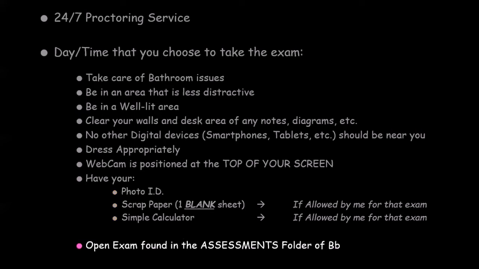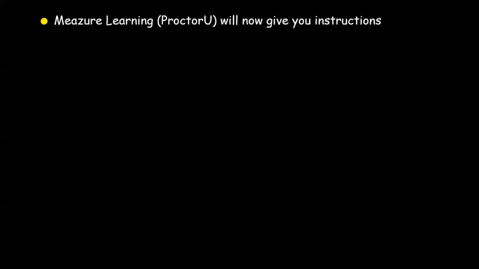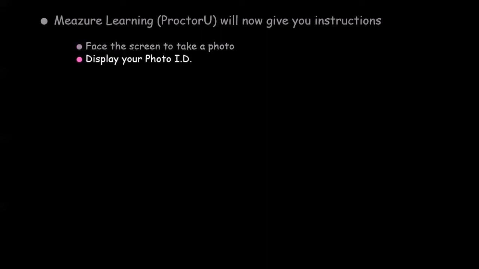Okay. Then you open the exam, and it's found in the assessments folder that I showed you in Blackboard, and begin the exam. Okay. Measure Learning will then give you instructions. It'll tell you to face the screen, to take a photo of your face. Make sure your face stays in that position. Don't then bend your laptop so that I can only see your forehead. It will get docked that I can't see your eyes. You could be looking someplace else. So make sure that your face is shown, is okayed by Proctor U, that's where it should be positioned.